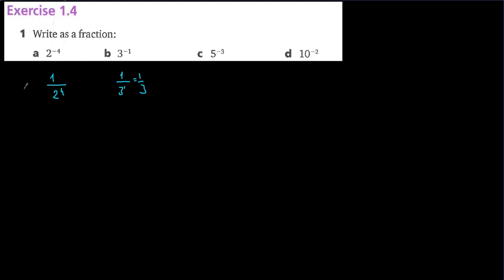Actually, it says write as a fraction, so I didn't solve this one, but this is equal to 1 over 16. 2 to the power of 4 is equal to 16, so the answer is 1 over 16. It's going to be 5 to the power of minus 3 is equal to 1 over 5 to the power of 3, so it's going to be equal to 1 over 125. Okay. This exercise we are going to solve in the classroom, so I'm going to skip this part.